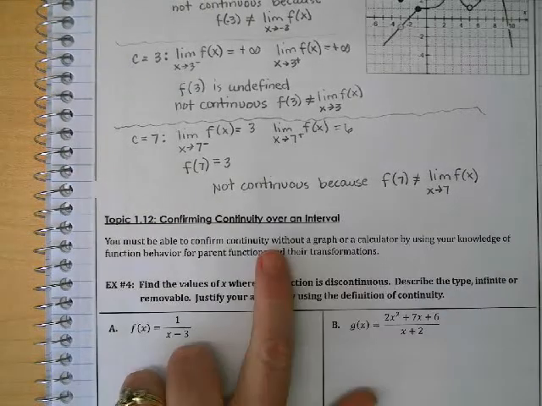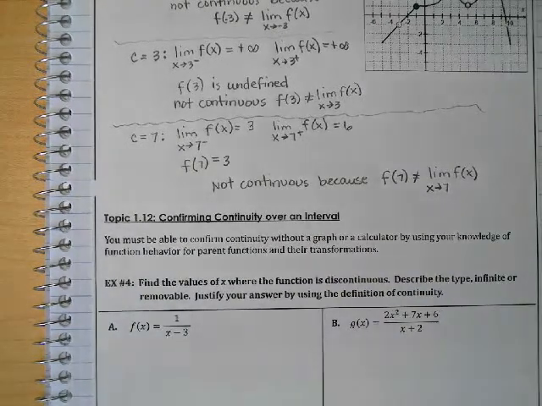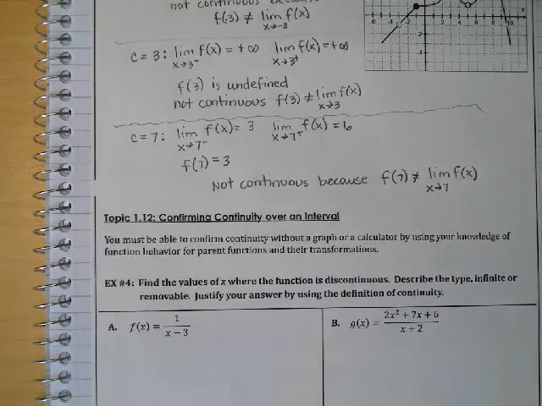All right. Let's look at here. So this time we don't have a graph. We have some equations. And we want to find the values where the function is discontinuous, and describe the type, infinite or removable. Justify your answer using the definition of continuity. Okay, so I've got to be doing this whole limit thing.